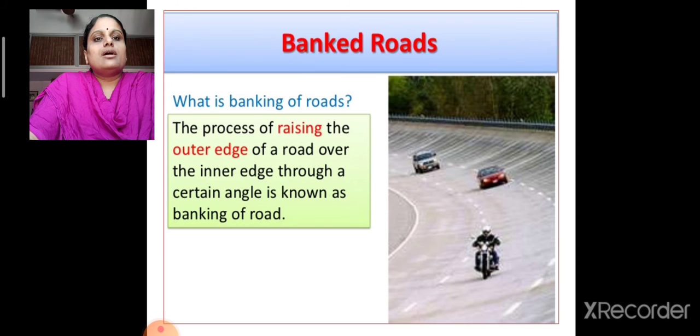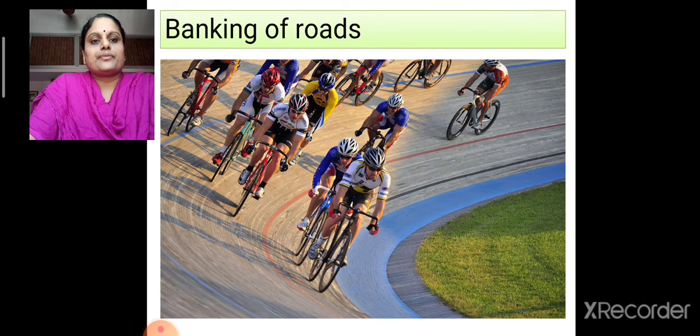Now let us see what is meant by banking of roads. You might have often noticed that in circular paths, the outer side of the road is a little bit raised compared to the inner side. This process of raising the outer edge of a road over the inner edge through a certain angle is known as banking of road. You might have often seen the cycle race track, which is banked whenever there is a circular path.